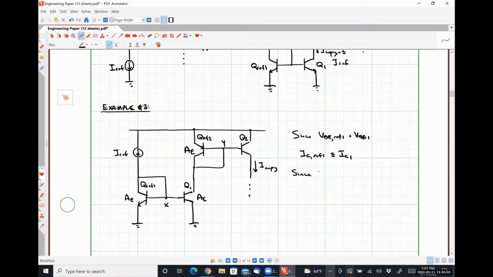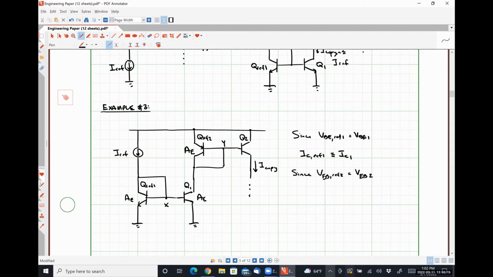And similarly, since VBE ref 2 is equal to VBE2, actually, those should read VEBs. Thank you. I just heard, I think, Gregory correcting me. You're 100% right. So effectively, because the potential difference between VCC up here and node Y is the same as experienced by Q ref 2 and Q2, these guys have to be carrying the exact same amount of collector currents as well.